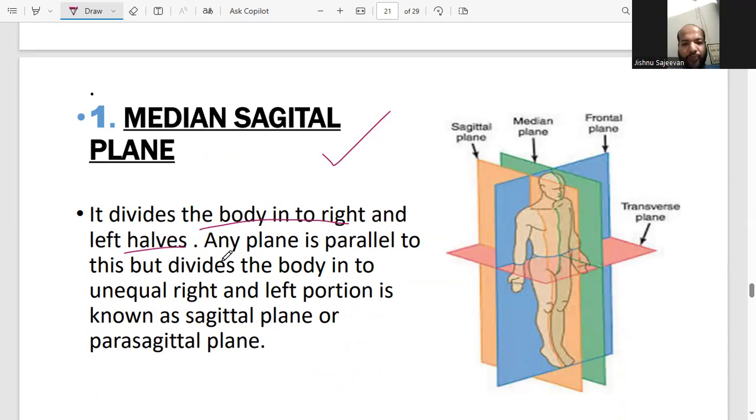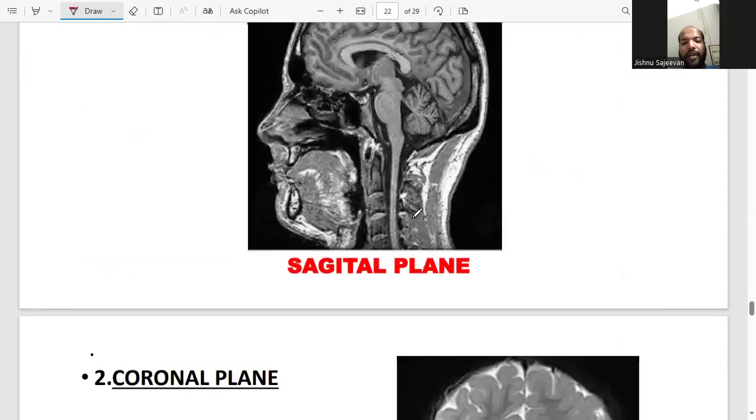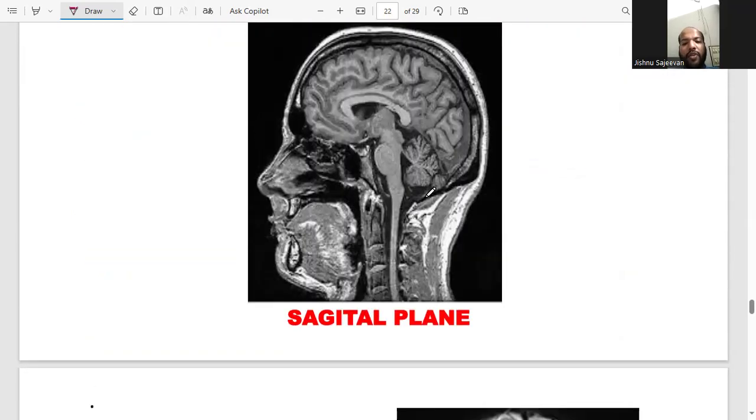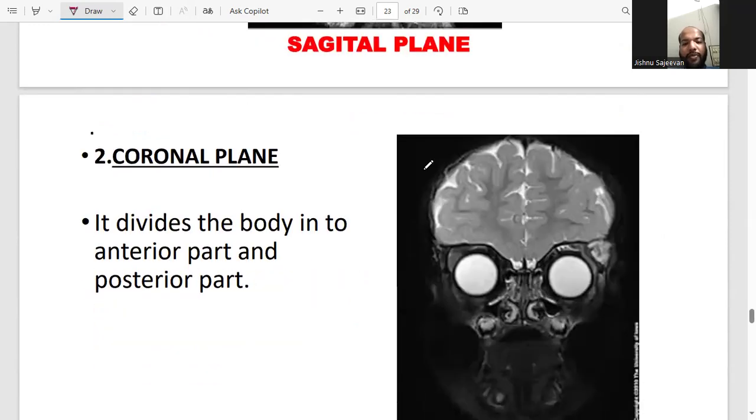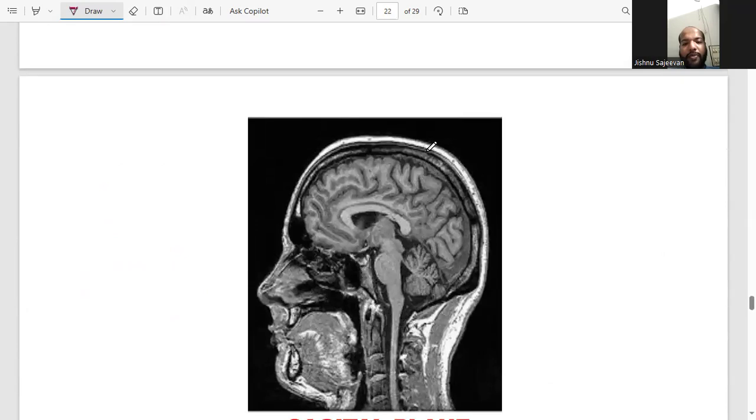Okay, clear now? Then another term is the parasagittal plane. That means if you are dividing the body into two unequal halves, that is termed as the parasagittal plane. Okay, is that clear? This is the image of the sagittal plane. The head region is divided into left and right.